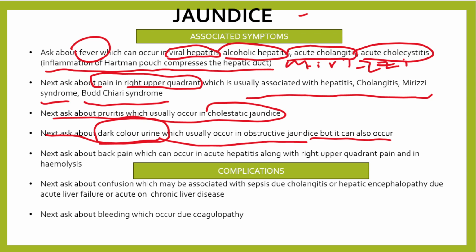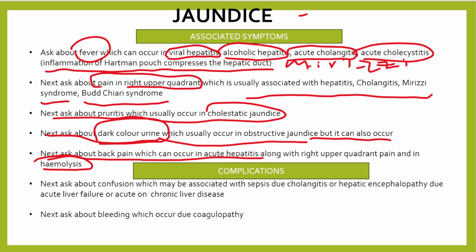Then next we ask about back pain. Back pain can occur in acute hepatitis as well as in hemolysis cases. So these will be the associated symptoms which we will ask in a patient presenting with jaundice. We'll ask about fever, abdominal pain, pruritus, the color of the urine and stool as well, and back pain.